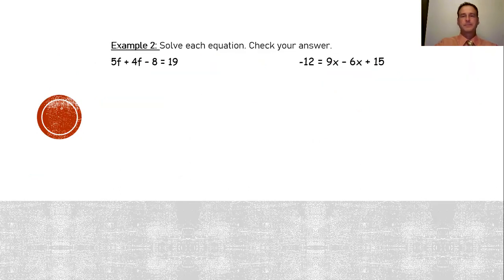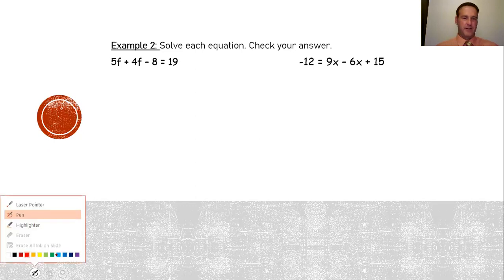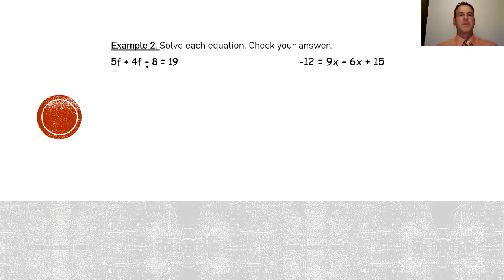Next set. And again, I'm always in the way. Why am I always in the way? There, better. All right, solve each equation. Now, here's what makes these a little different. And gosh, I'm kind of sick of red. Let's do a different color. How about blue? Okay.